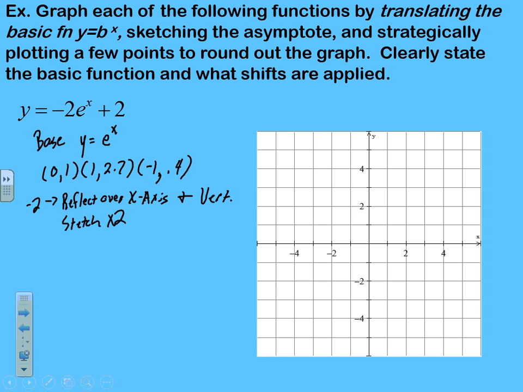The other transformation that we have, the plus 2 at the end, just says to shift up two spaces.